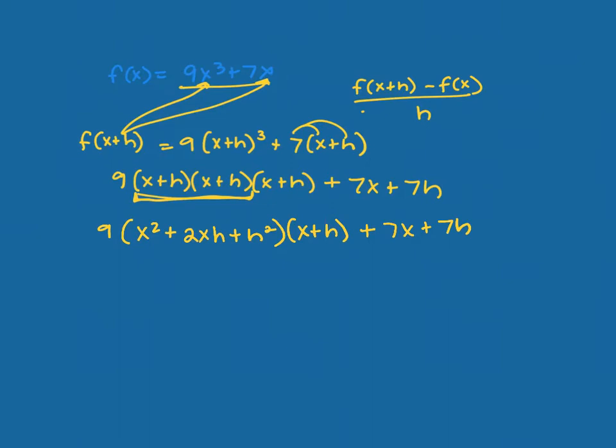And then I've got to distribute it one more time. So the x squared is going to both the x and the h. So I get 9 on the front. This is x to the third plus x squared h.